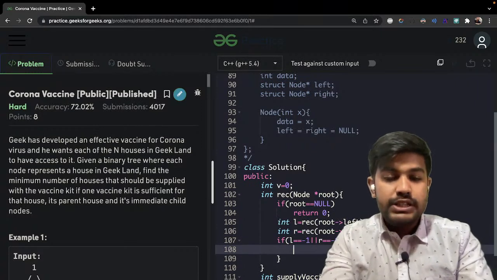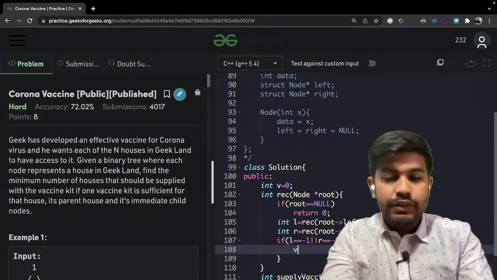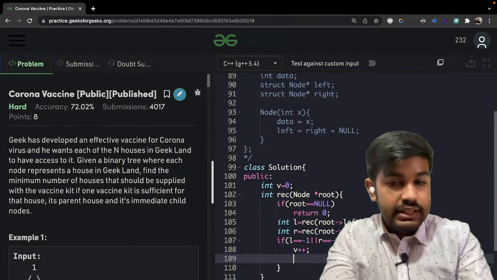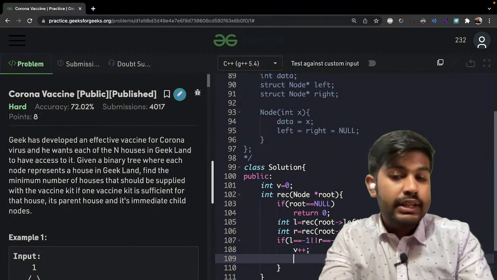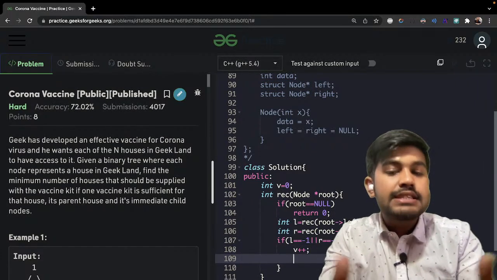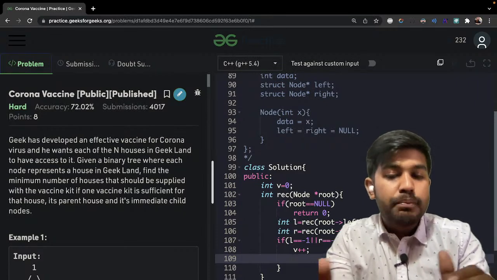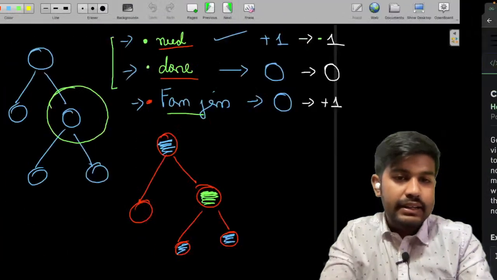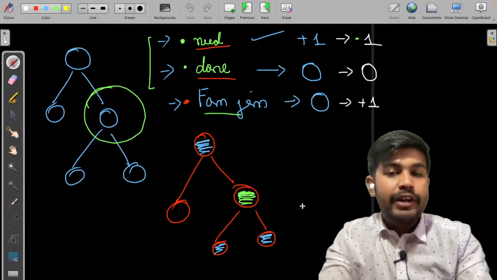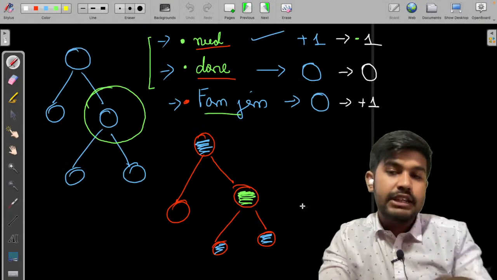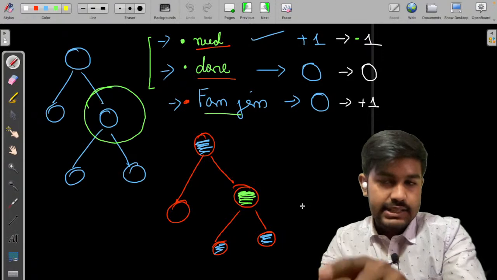So what we would do is we would first vaccinate it. So we would increase the counter of vaccine. Then after this is vaccinated, it has the potential to provide vaccine to its parent. This is what we have discussed. So if it has the potential to provide a vaccine, we would return 1 in this case.